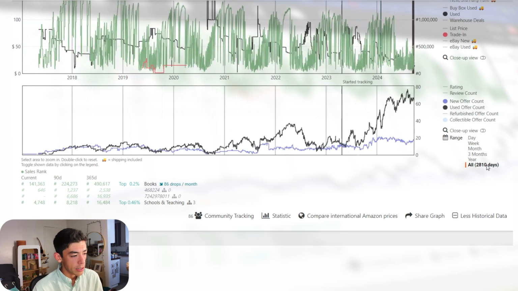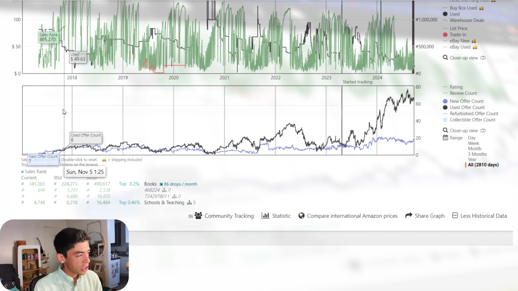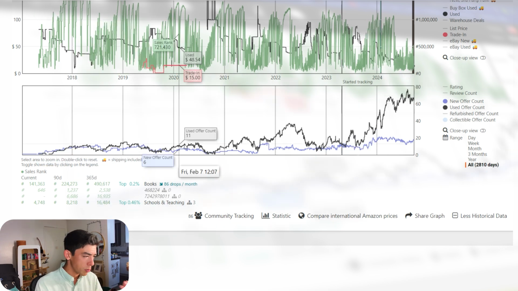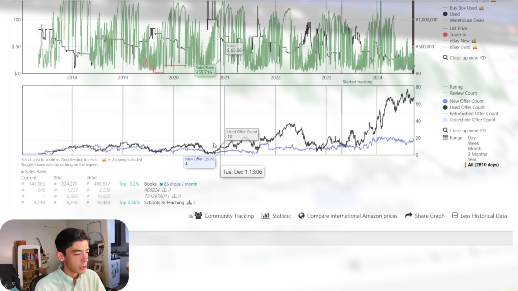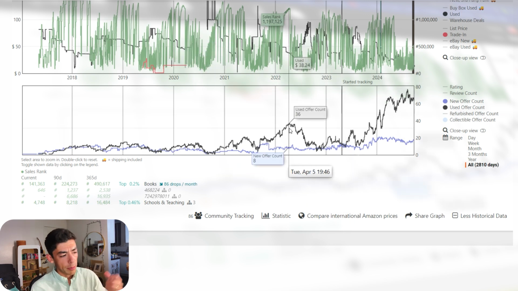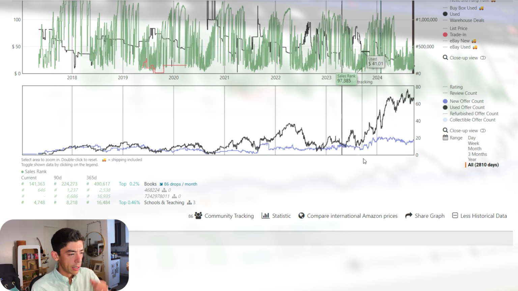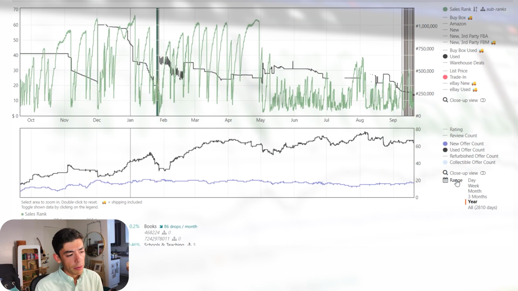And if we look at its historical data over the last 2,800 days, you can see that this last year, the offer count has been significantly higher than it's been in the past. Generally in 2018 and 2019, 2020, 2021, 2022, 2023, the offer count was much lower, most of the time below 10. You can see a little bit in 2022, it crept up to 30, but then again came back down. And so the point here is that when you see books at a very high offer count, it could mean a couple of things.